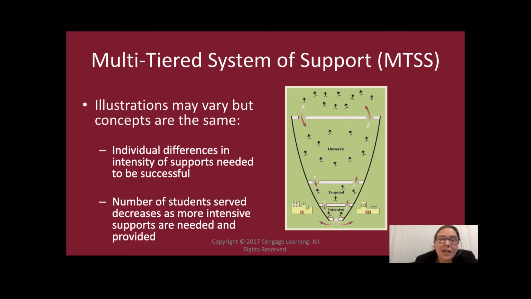There are many different ways of representing an MTSS model. In this, it's a little bit different than the traditional format, but typically the implementation of the model is exactly the same. So as we can see, students who are receiving universal instruction then can enter more targeted instruction, and then very intensive instruction. The number of students are decreasing as supports become more intensive.